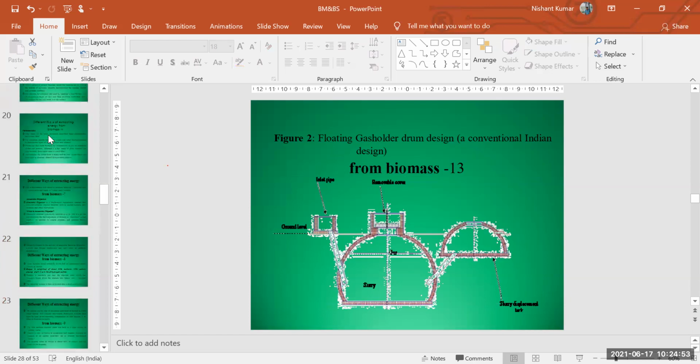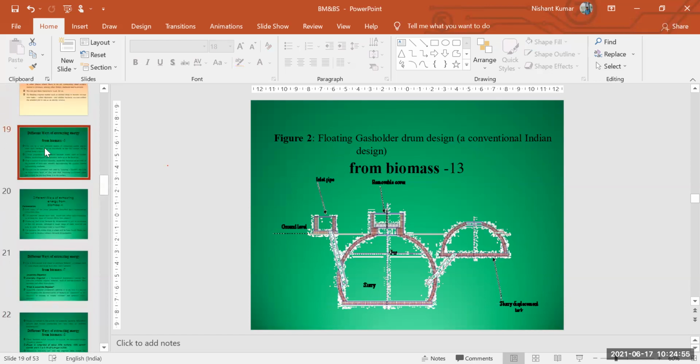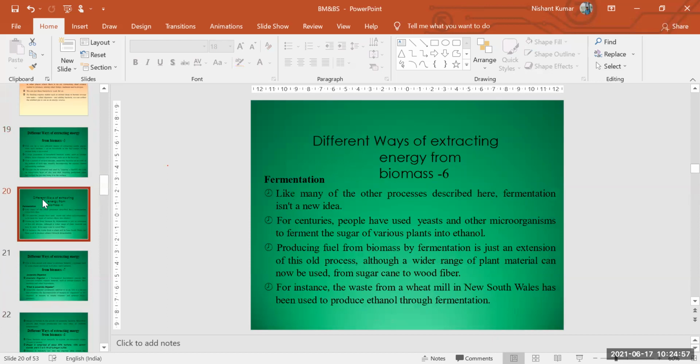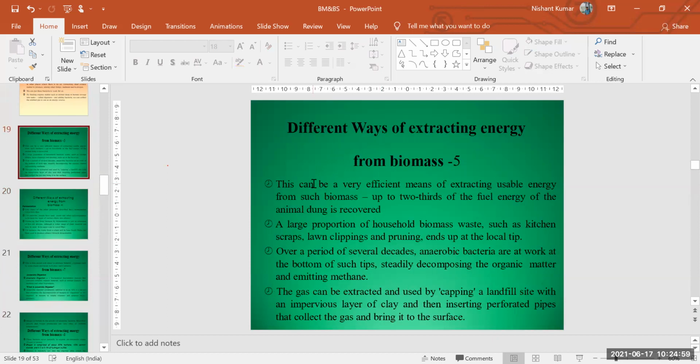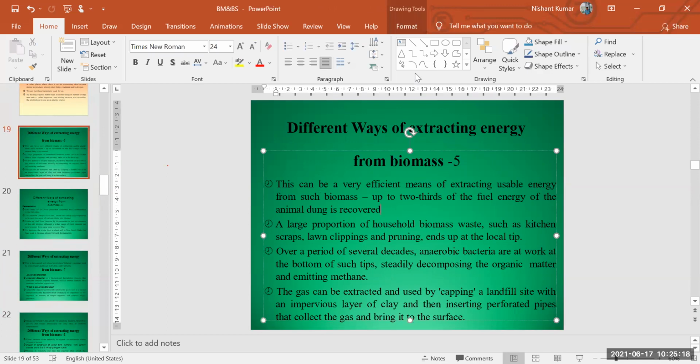Let's go back to the original. Now, digestion can be a very efficient means of extracting usable energy from such biomass. Up to two-thirds of the fuel energy of the animal dung is recovered in this particular process.